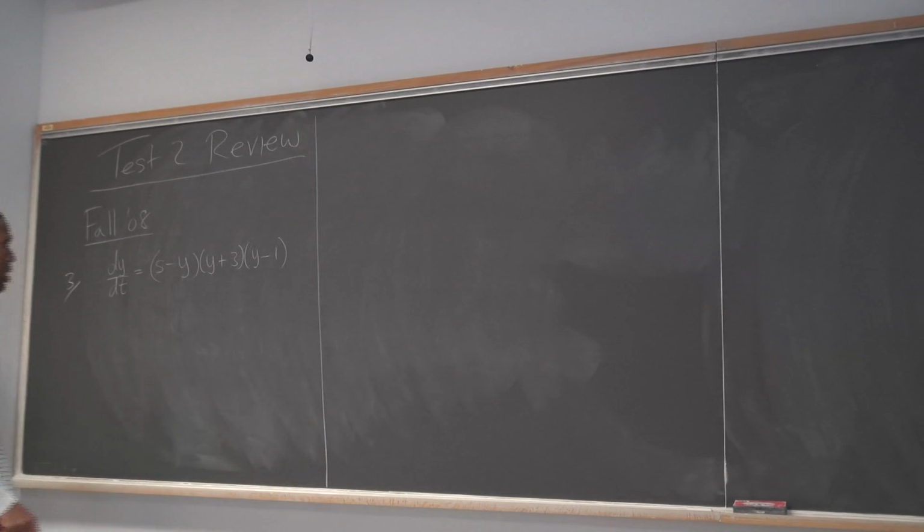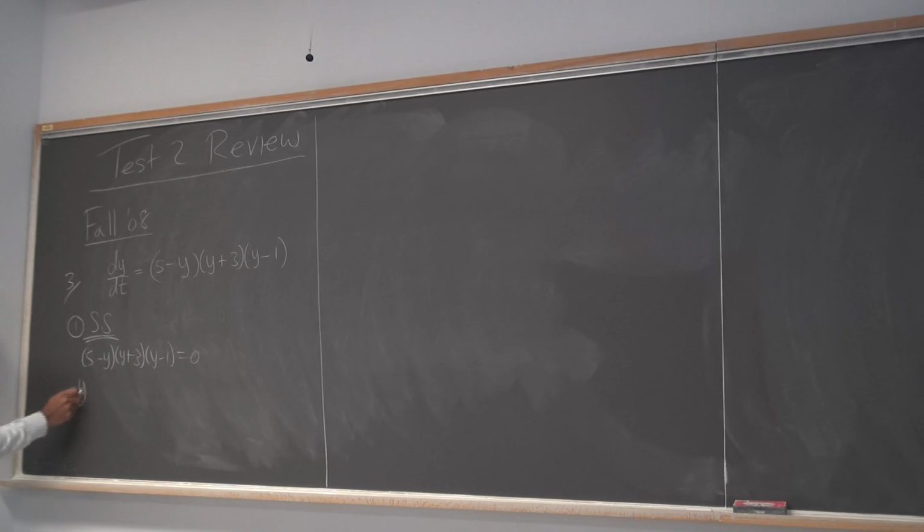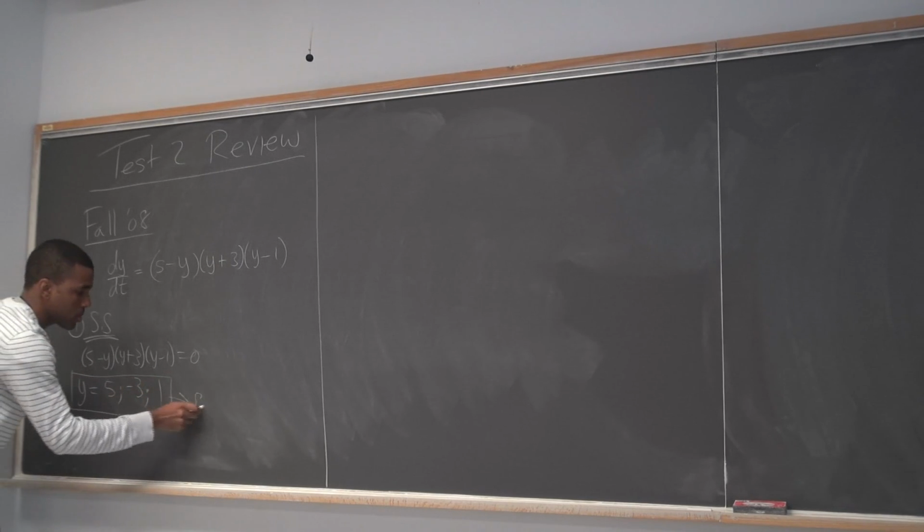So if you just mindlessly follow what we've been doing in class, you'll automatically do all of these things anyway. So let us begin. We basically want to perform qualitative analysis on this problem, right? How do we do it? What's the first step? Steady states. How do we find those? Set this equal to 0. So it's (5 minus y)(y plus 3)(y minus 1) equal to 0. This means that y is equal to 5 or minus 3 or 1. So these are your steady states.